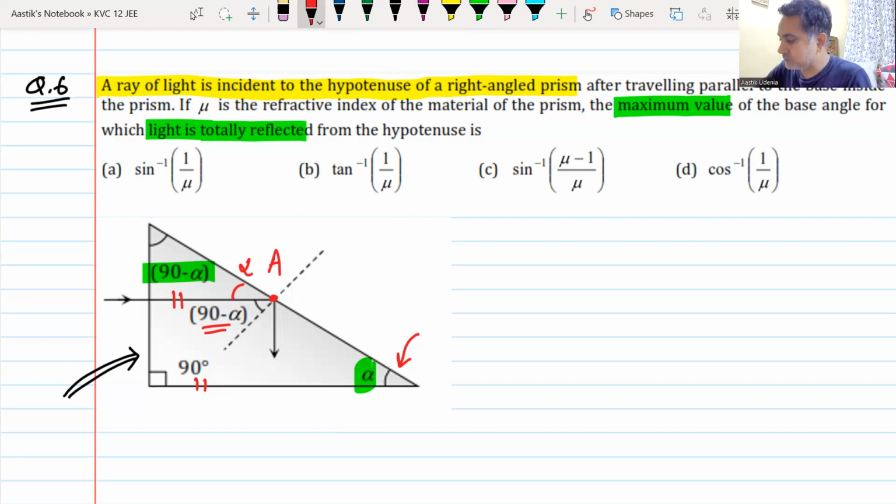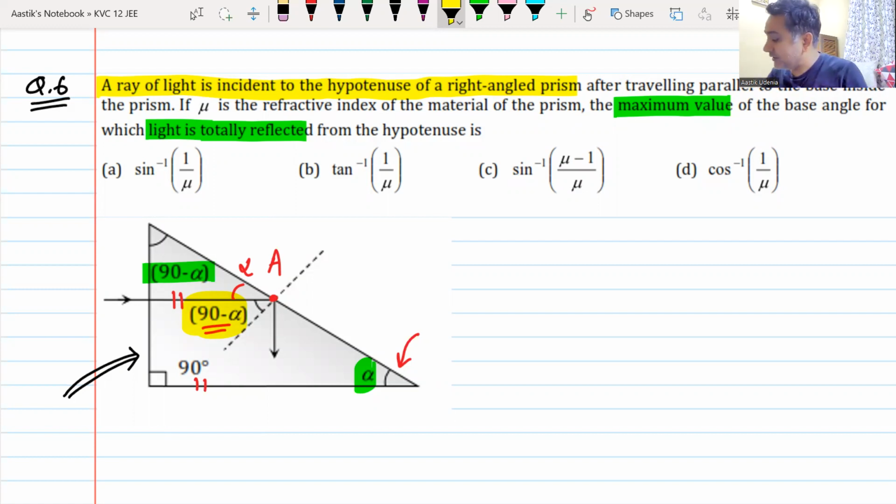I'm not getting a response from the class that I can see. The incident angle will be 90 minus alpha. Do we understand this? Raise hands will give me more confidence. I can see you. Raise your hand so that I know that you understand this. Incident angle on the hypotenuse is 90 minus alpha.